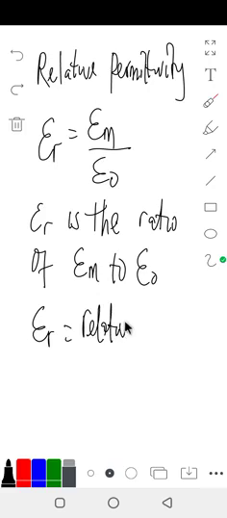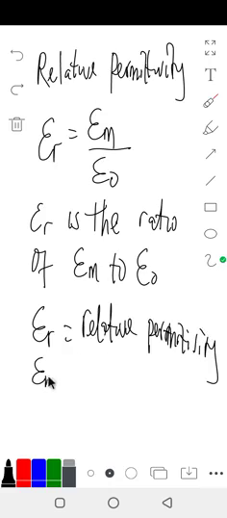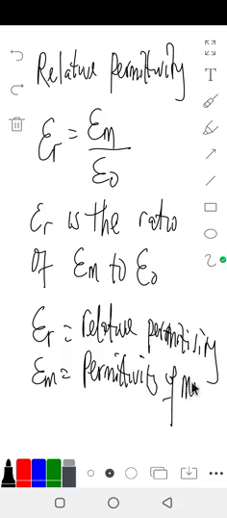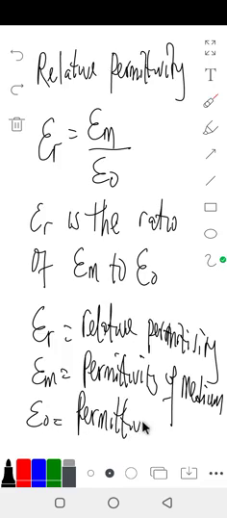Relative permittivity, while EM is permittivity of medium, while E naught is permittivity of free space or vacuum. Take note of that. Let's go to the last one in this video.